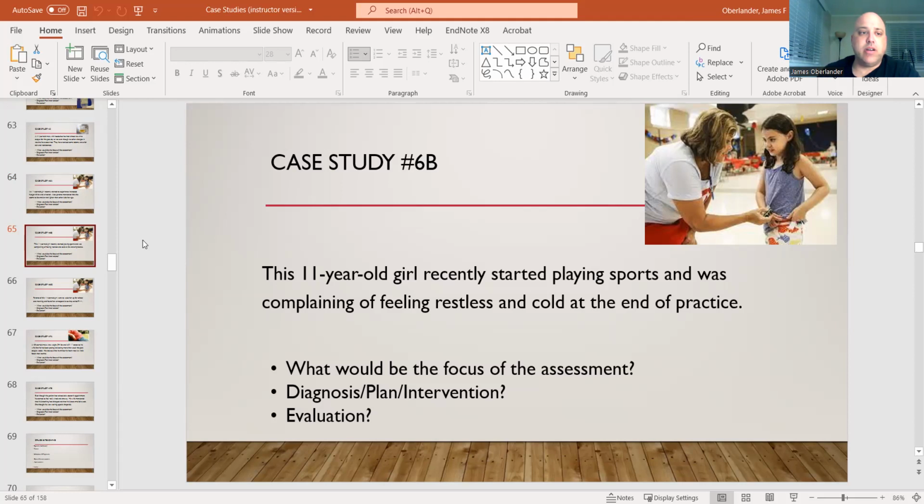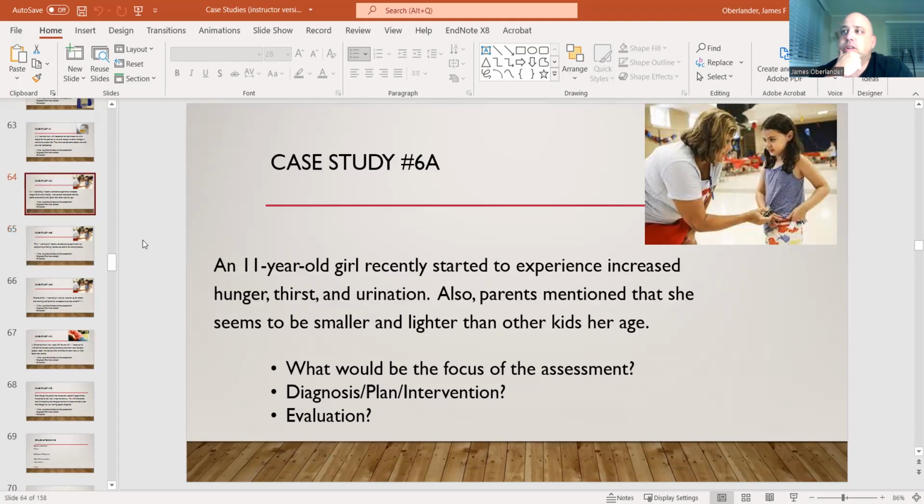So there we go. You got to first decide what's going on. That's enough information for determining a disease process. Exactly.